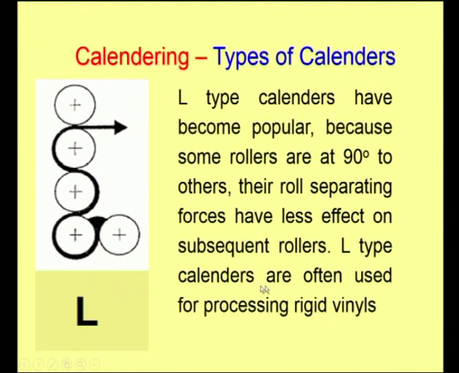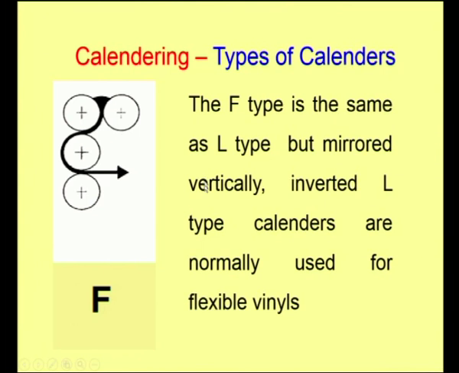Now, L type calendars are often used for processing rigid vinyls like rigid polyvinyl chloride or rigid vinyl based polymeric systems. Next one is the inverted L or the F type. The F type is the same as L type, but mirrored vertically. Inverted, it is also called inverted L. Inverted L type calendars are normally used for flexible vinyl based polymers. The flow pattern is like this. It starts from the top and then it goes like this.